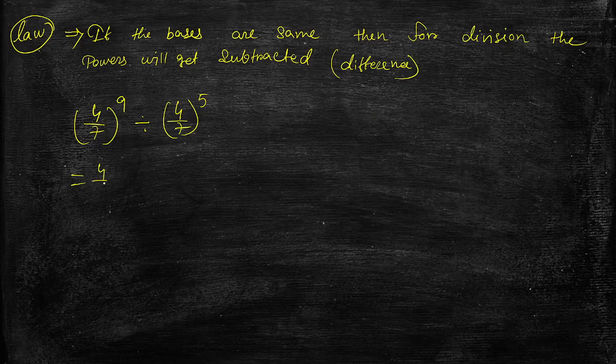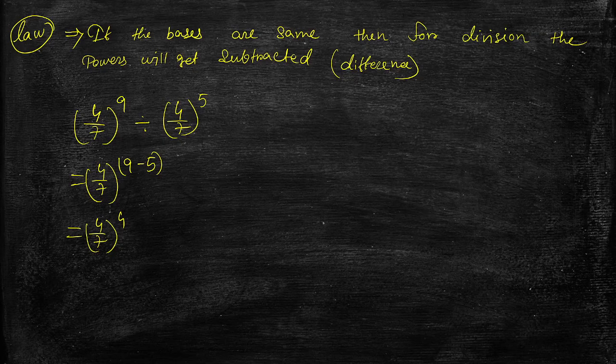So it will be 4 by 7 to the power 9 minus 5, that is 4 by 7 power 4, right? Now the power does not always come in positive form, it will come in negative as well.